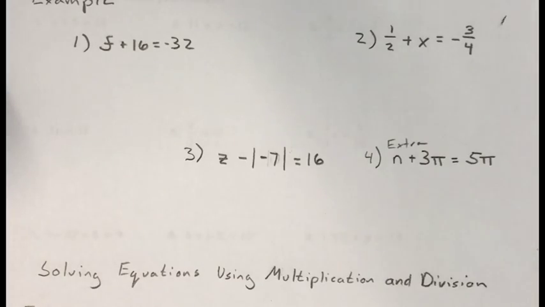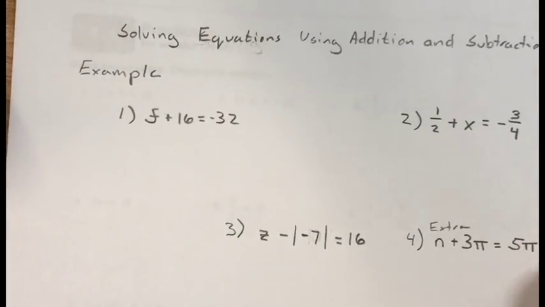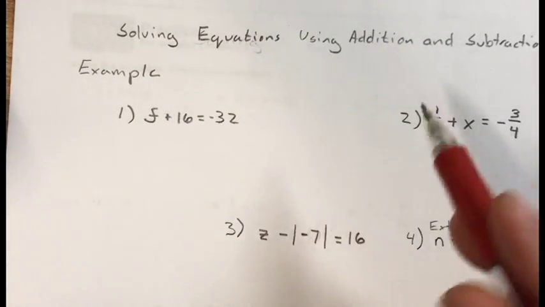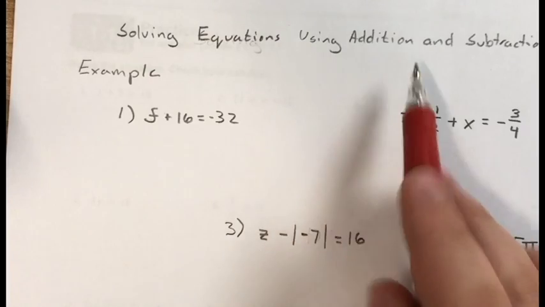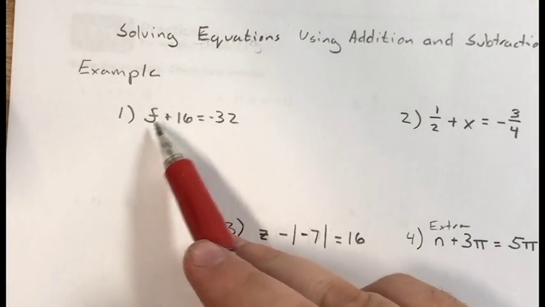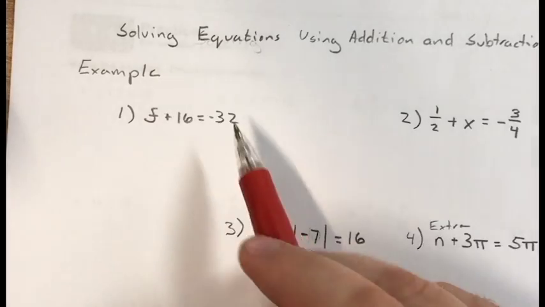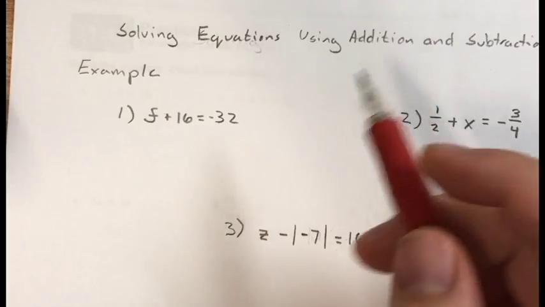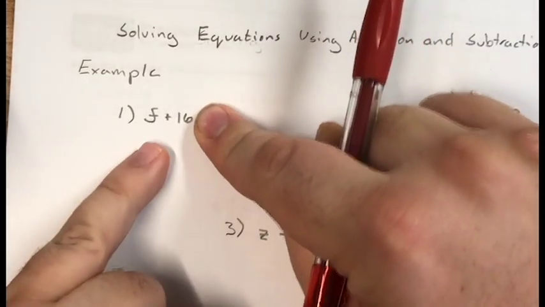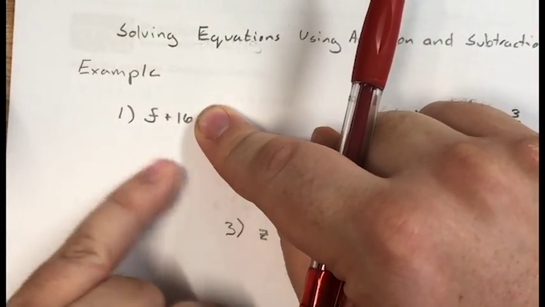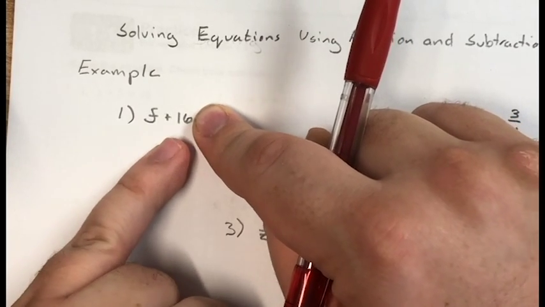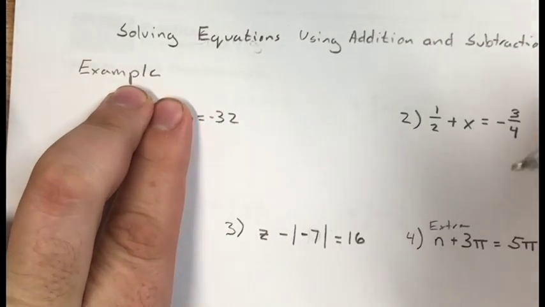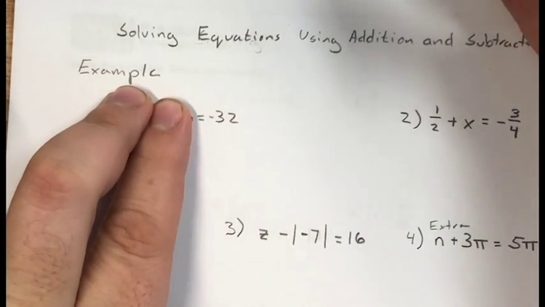Now, with that said, let's talk about a few problems here. This first one is solving equations using addition or subtraction. We have f plus 16 equals -32. My job is this. First off, let's see if we can simplify each side of the equation. This side says f plus 16. Is there anything I can do with this? No, there's not. f and 16 cannot be added together, so I can't do anything. I look at the other side of the equation. This says -32. There's nothing more I can do with that.